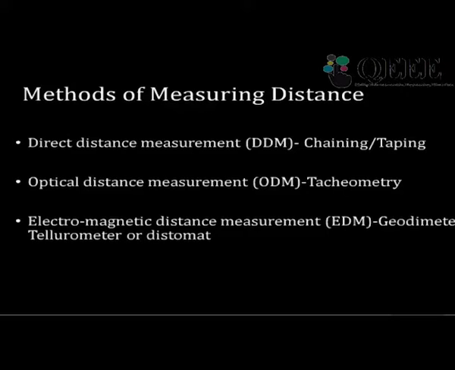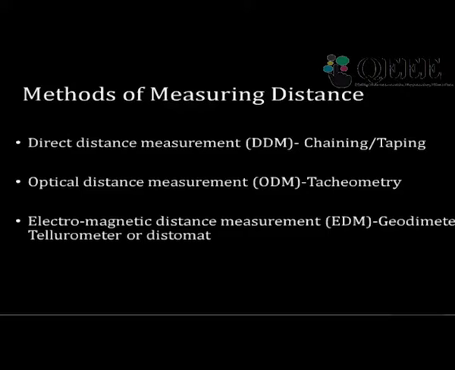The third category is electromagnetic distance measurement. For example, the geodimeter, tellurometer and distomat. These are some of the instruments which use electromagnetic waves for distance calculations. So we will discuss one by one.